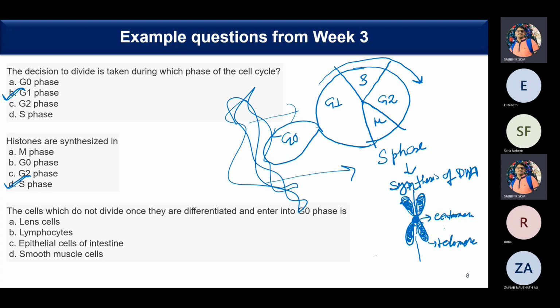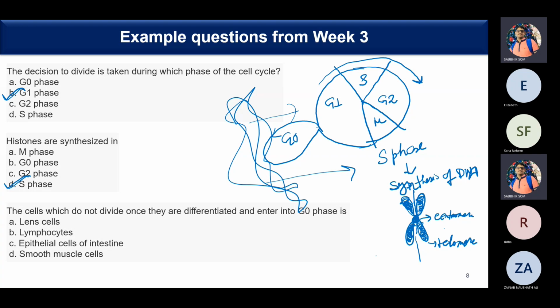The cells which do not divide, once they are differentiated and enter into G0 phase: lymphocytes. Lymphocytes, you all know. Whenever there is an infection, lots of white blood cells come out. With COVID infections, people are saying there is lots of inflammation. White blood cells are like going mad. So lymphocytes are there.